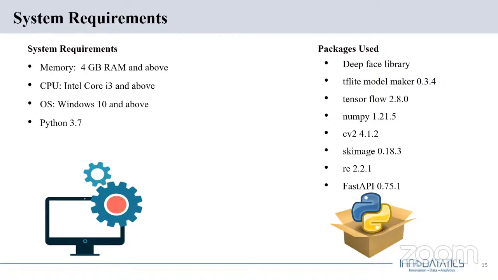DeepFace library, TF-Lite Model Maker, TensorFlow library, NumPy library, CV2, SK Image, RE, and FastAPI. The DeepFace library is the most widely used for face recognition, and TF-Lite Model Maker is used since it is strong in transfer learning, which reduces the amount of training data and also shortens our training time. SK Image is used for image processing and computer vision algorithms, and RE is a regular expression package which matches the operations during the DeepFace methods. FastAPI we have used for the lightweight deployment process in this project. Moving on to the next slide.